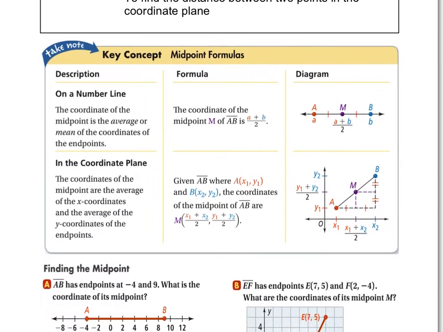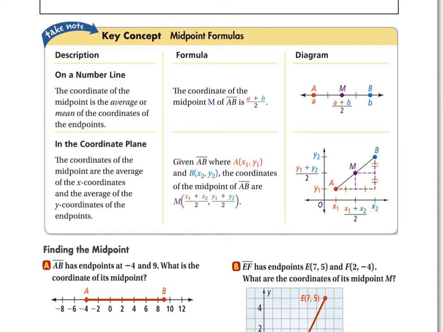Okay, so midpoint formulas. There's two of them here, and they're very similar. Let's start with a number line. It says here the coordinate of the midpoint is the average or mean of the coordinates of the endpoints. Again, when you're finding the midpoint of anything, it's the middle, it's the average. So when you find the average, you add the things up and divide by how many you have. Well, in this case, we only have 2 points, so you're going to add the 2 points up and divide by 2. So, essentially, that's what we're having here.